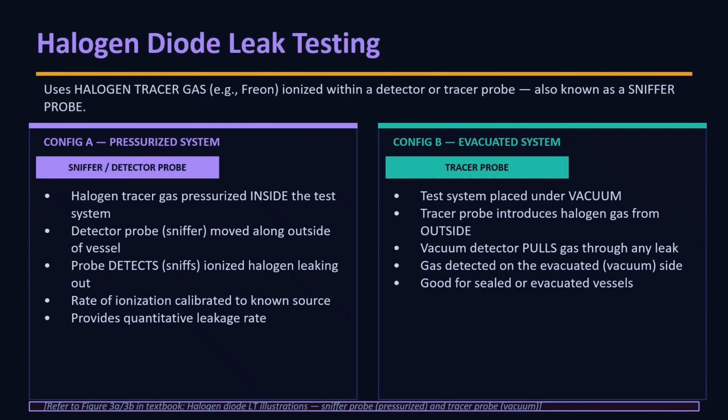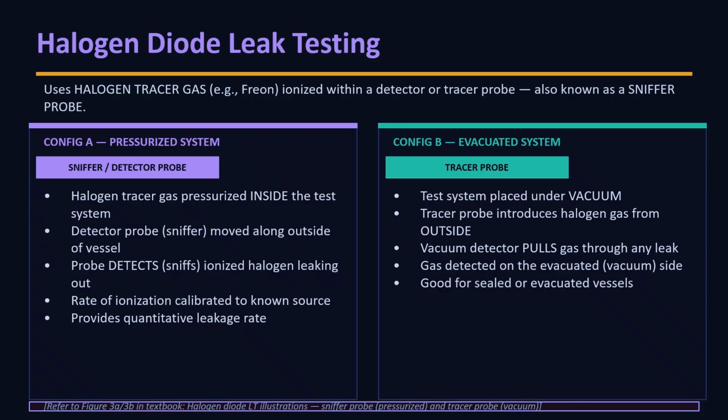Now let's move into more advanced leak testing territory. Halogen diode leak testing. This method uses a halogen tracer gas. Historically, freon-based gases were commonly used. The detector contains a sensing element capable of identifying the tracer gas. This technique is often called sniffer testing because the detector probe literally searches for escaping tracer gas.